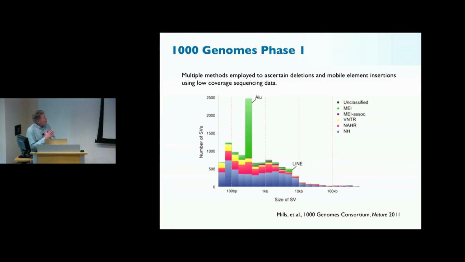So as we began to get these short reads in large populations in the 1,000 Genomes project, we began to see more of the spectrum of structural variation that exists in the genome. We were able to find lots of deletions and lots of mobile element insertions. In the early days, it was a little bit harder to find duplications and copy number variants, but we began to build this catalog of structural variation that's segregating in the human population.